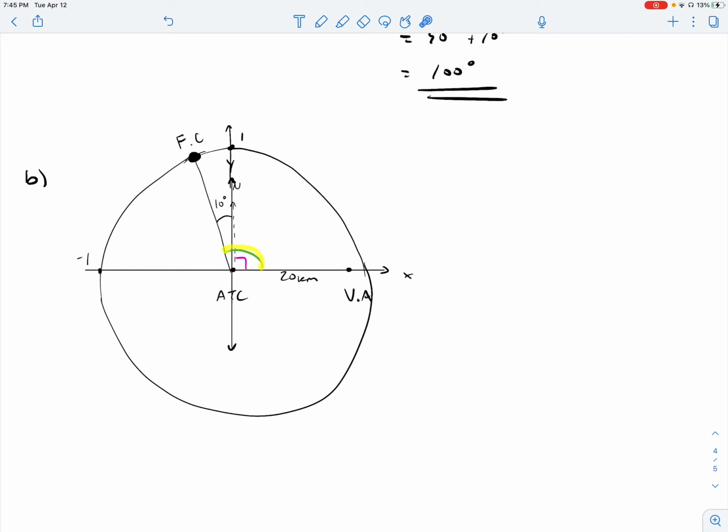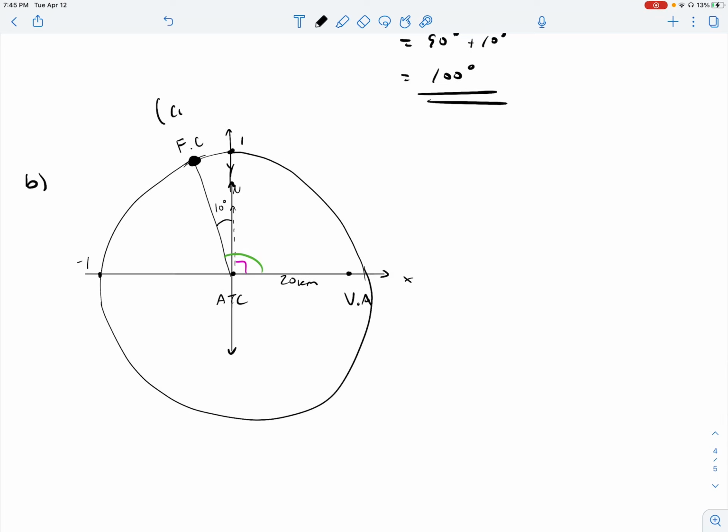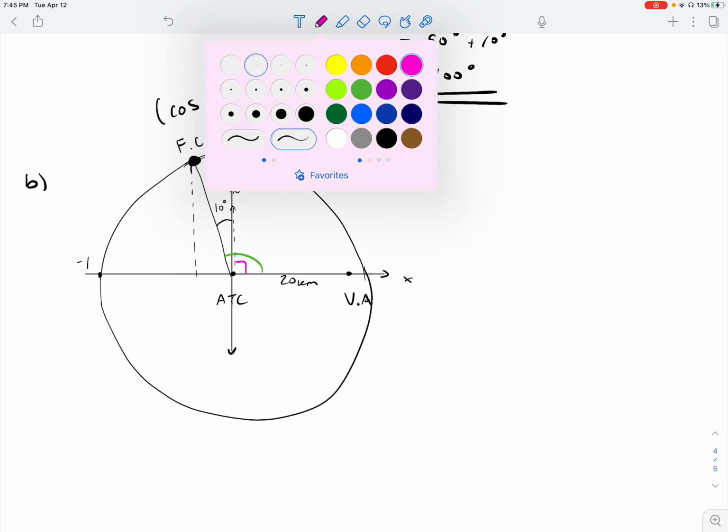So what is this angle in here? Well, remember the ordered pair. The x value is cos of the angle. The y value is sine of the angle. So it says, what is cosine of the angle? Well, it's going to be this x value right along here.